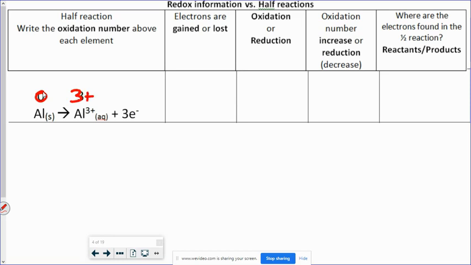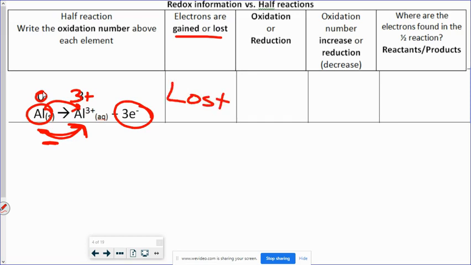Okay. So the first question that we have here is electrons, are they gained or lost? Well, this aluminum right here, as it turns into these aluminum ions, did this aluminum right here gain three electrons to become the aluminum ions, or did it lose three electrons? And the answer is this aluminum lost three electrons to turn into aluminum ions. And these are the electrons that were lost.